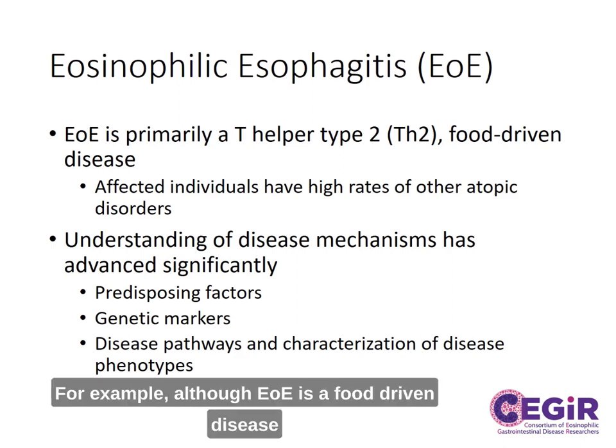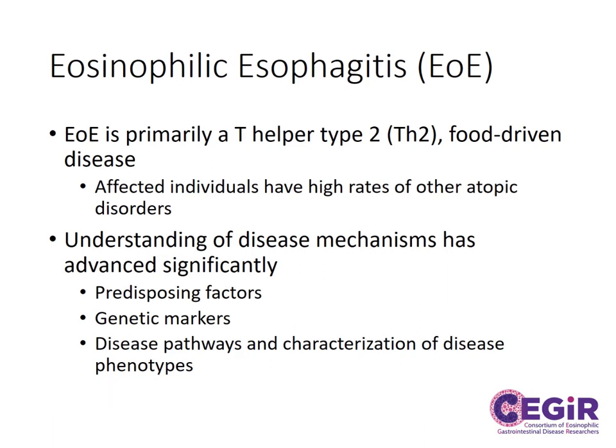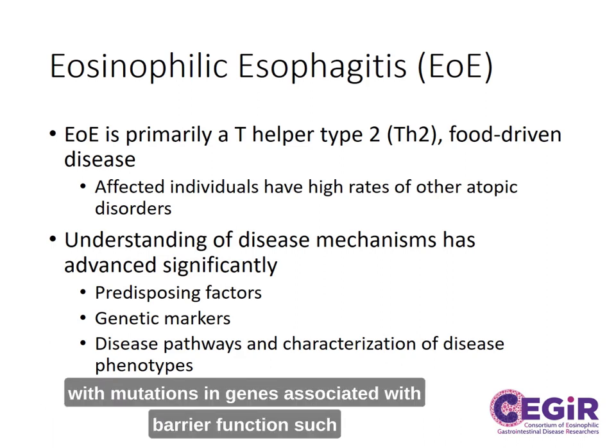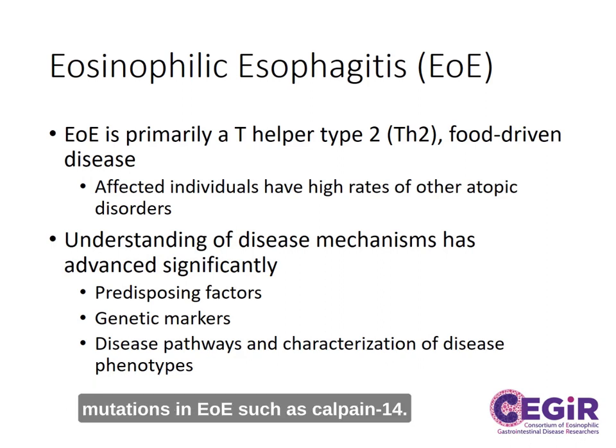For example, although EoE is a food-driven disease in the majority of individuals, it's not dependent on IgE sensitization as is seen in food anaphylaxis. And while atopic dermatitis and EoE are both associated with mutations in genes associated with barrier function, such as desmoglein 1, there are unique gene patterns and mutations in EoE, such as calpain-14.